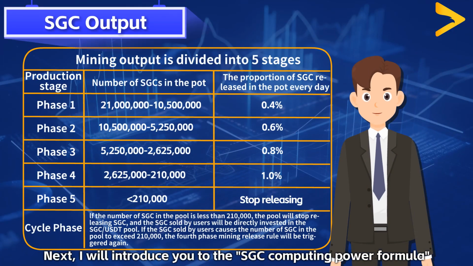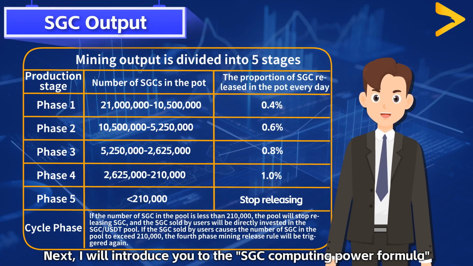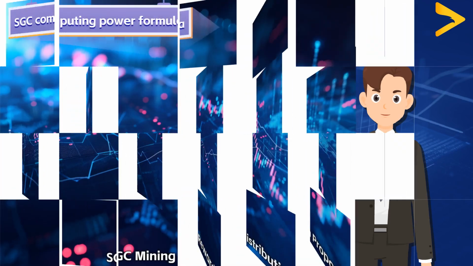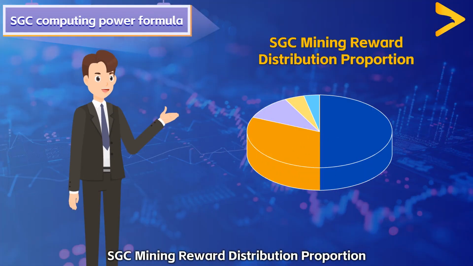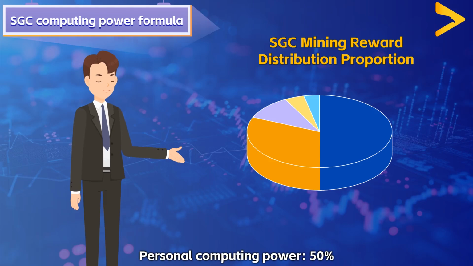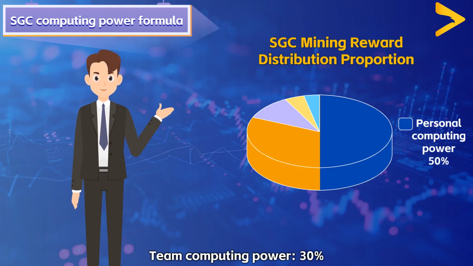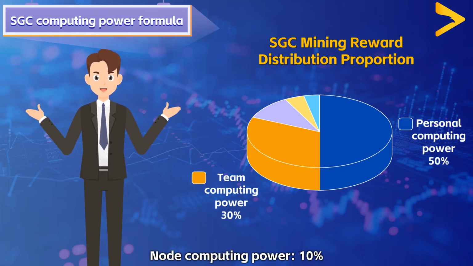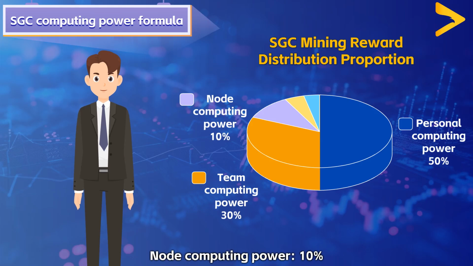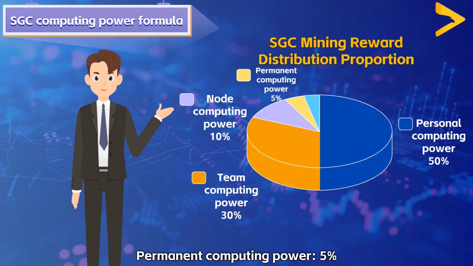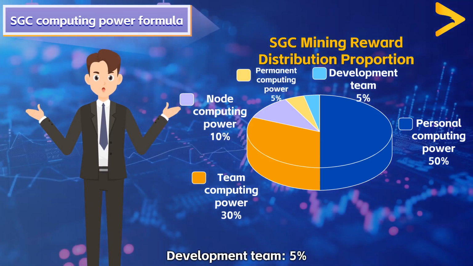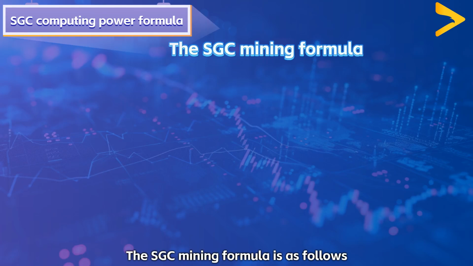Next, I will introduce you to the SGC computing power formula. SGC mining reward distribution proportion. Personal computing power, 50%. Team computing power, 30%. Node computing power, 10%. Permanent computing power, 5%. Development team, 5%. The SGC mining formula is as follows.